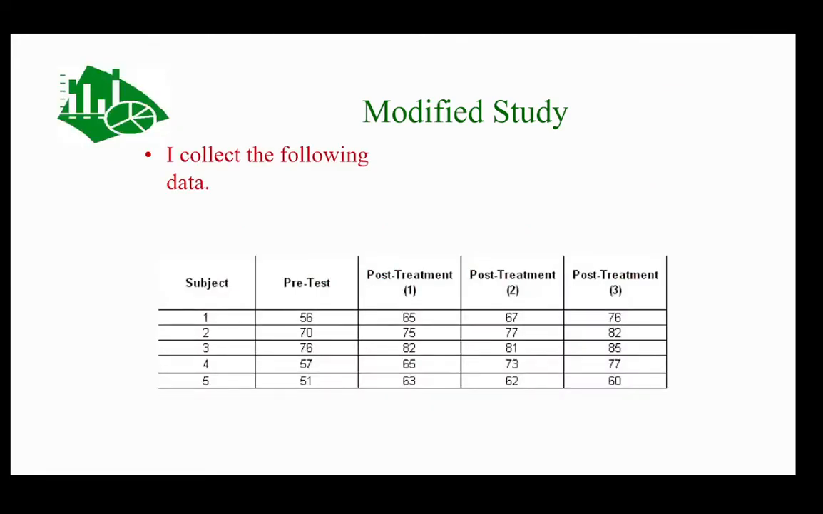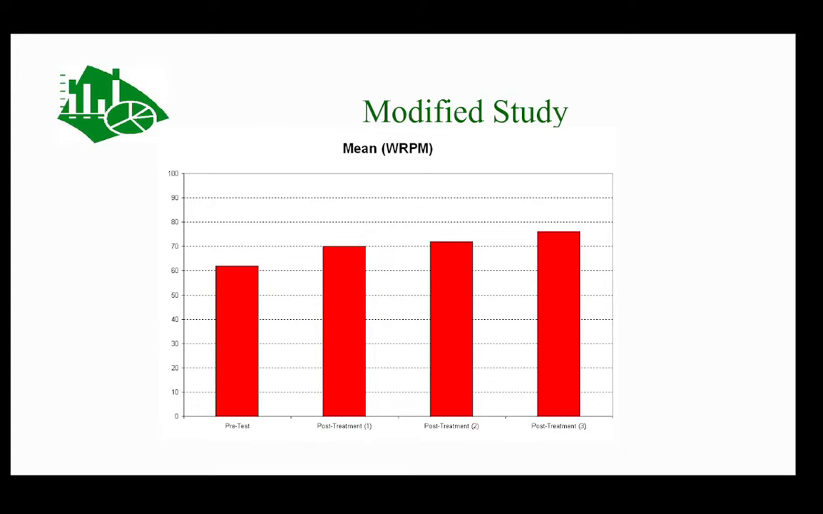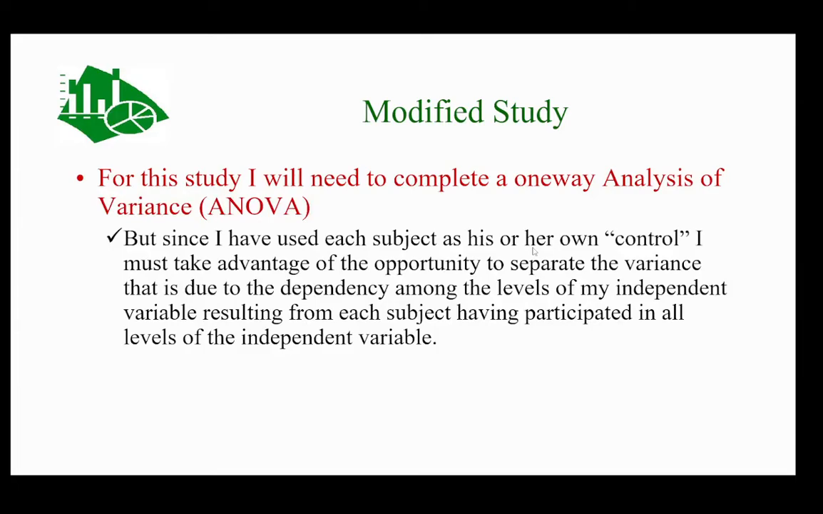Okay, and here's my data. So I have 5 subjects: pre-test, post-test 1 at 3 months, post-test 2 at 6 months, post-test 3 at 9 months, right? So I've measured them 4 times, pre-test and then 3 post-treatment times. And here are the averages. There looks like there's a steady increase in the words read per minute from pre-test to 3, 6, and 9 months.